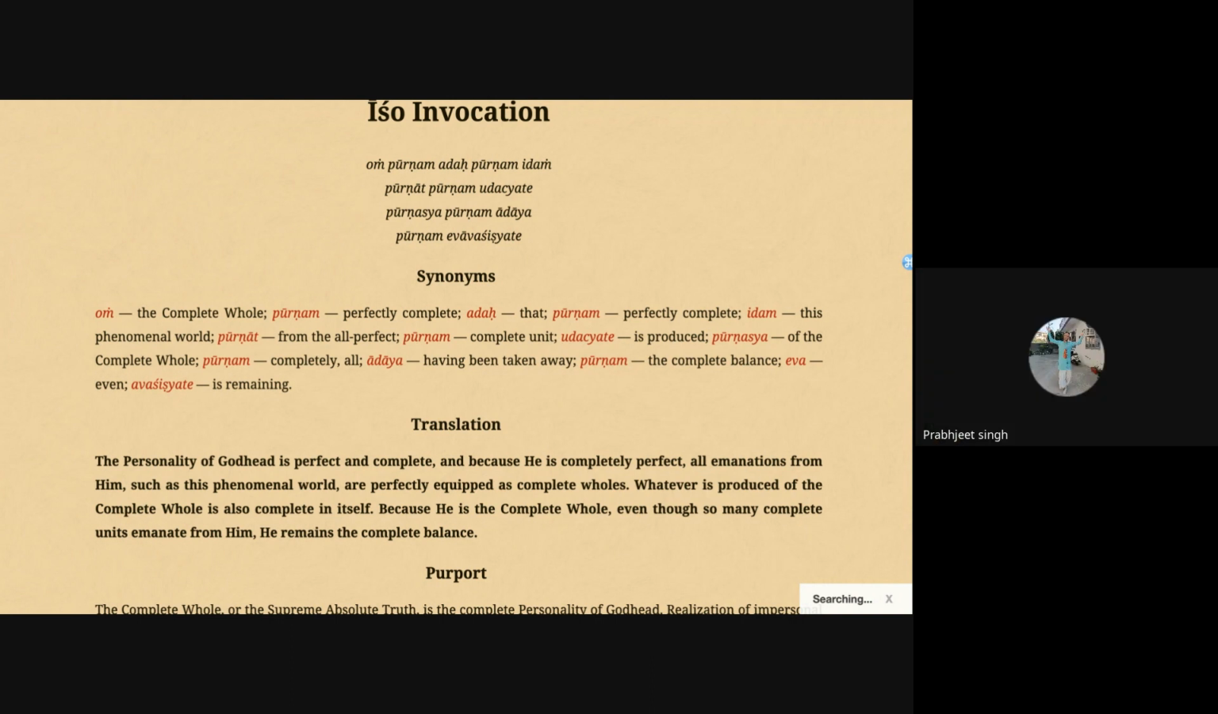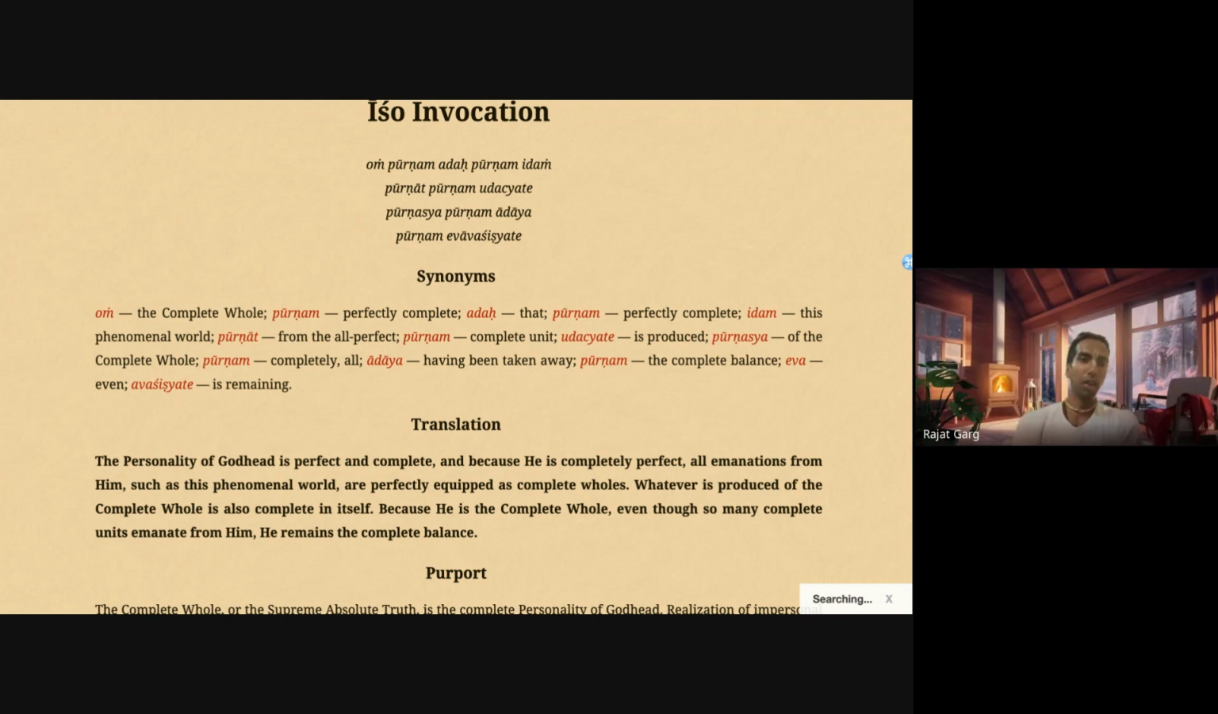Invocation is just the starting. Invocation is a synonym of initiation. So invocation means invoking the blessings of the acharyas. So invoking the auspiciousness of Ishopanishad.